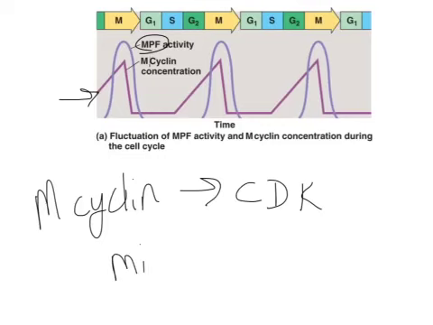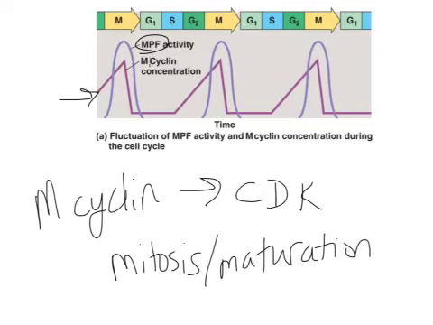MPF stands for mitosis promotion factor, or maturation promotion factor. This MPF is going to help regulate mitosis. You can see here it comes in near the end of G2 into the M phase. It's activated at the end of G2, and it's going to remove an inhibitory phosphate group. When it removes that inhibitory phosphate group, it allows the cell to move forward through mitosis.